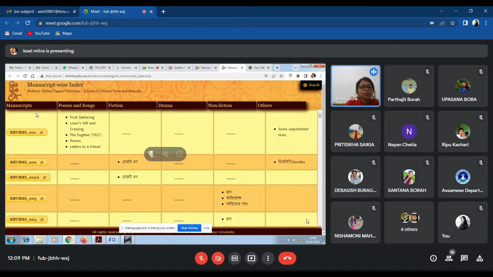Okay, so here the manuscript has been divided. These are all images of the manuscript covers from which we have taken the manuscripts. And if it's a poem or a song, it has been put in one column. Fiction is over here, drama, non-fiction, others.